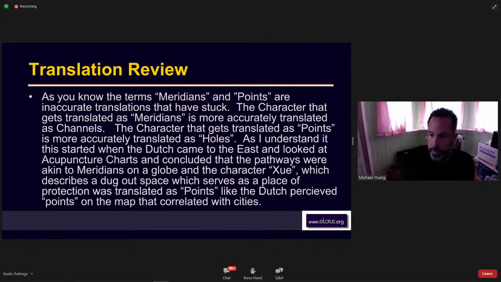As I understand it, this started when the Dutch came to the East and looked at acupuncture charts, and they concluded that the pathways were akin to meridians on a globe, and the character shu was akin to a city or a dot or a point on the globe. And so this poor translation stuck. Rather than meridians and points, channels and holes are probably a better translation. I've seen some people refer to them as acu holes. Doesn't sound that great, but it's more accurate.